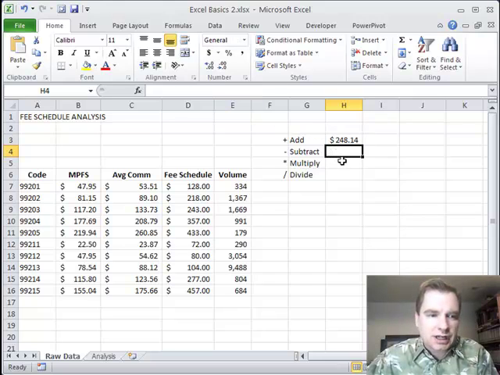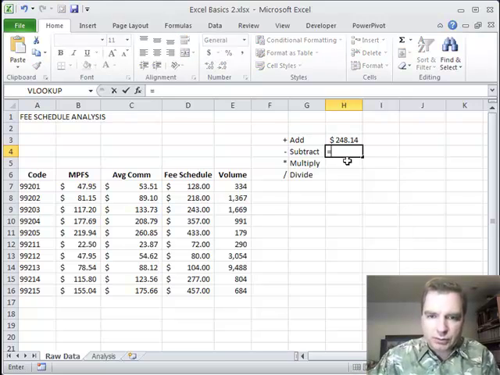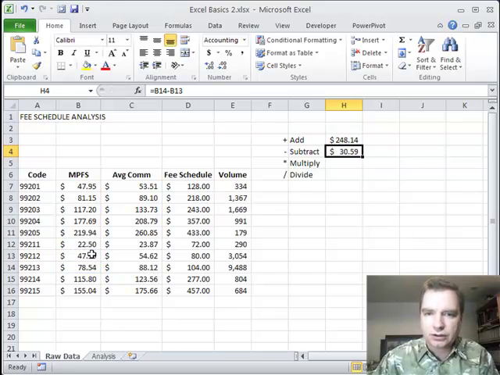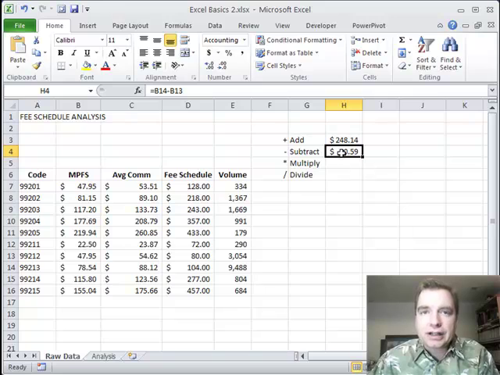Subtraction's very similar. Let's say if we want to know the difference between this 99213 and this 99212 code, there's the difference. And again, start the formula with equals. The cell you want to start with, subtract the second cell, there's your answer.